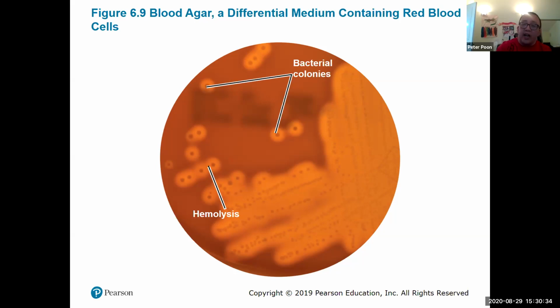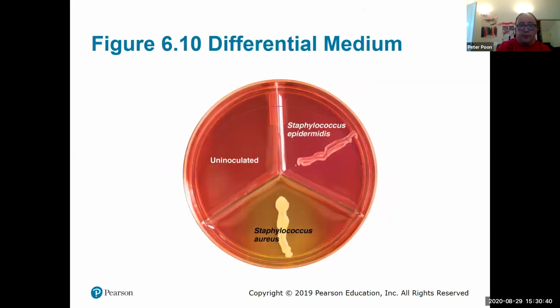It doesn't matter whether they can grow on it or not. It has to change the media somehow. Here, the Staph aureus makes this more acidic, so it changes this area to yellow. So you can tell these two types of staph apart. One of them is yellow and one of them is not yellow.